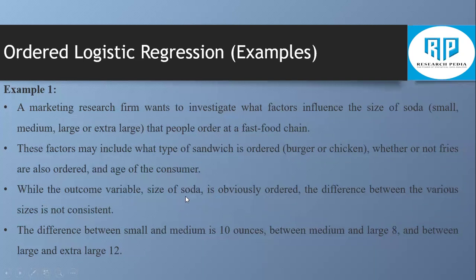While the outcome variable size of soda is obviously ordered, the difference between the various sizes is not consistent. The difference between small and medium is 10 ounces, between medium and large is 8, and between large and extra large is 12 ounces. So the difference is not equal. The difference between different sizes is different for all levels. So these are some of the details of ordered logistic regression using example one.